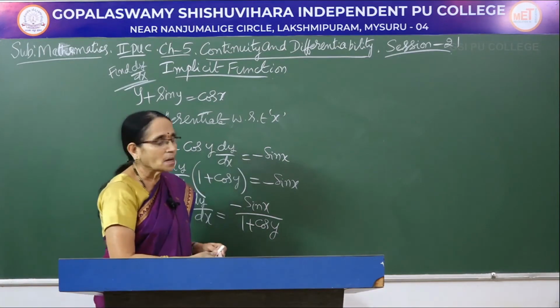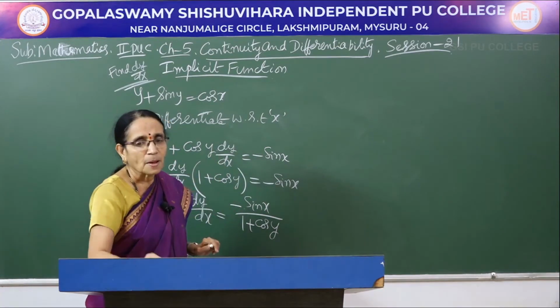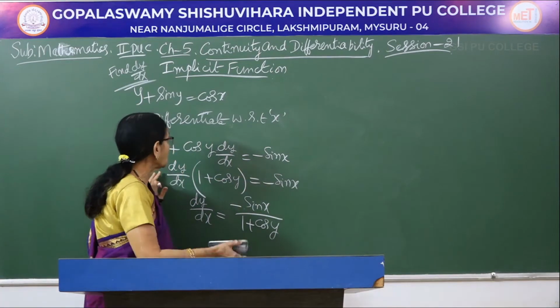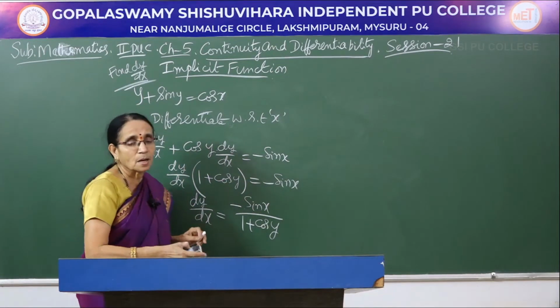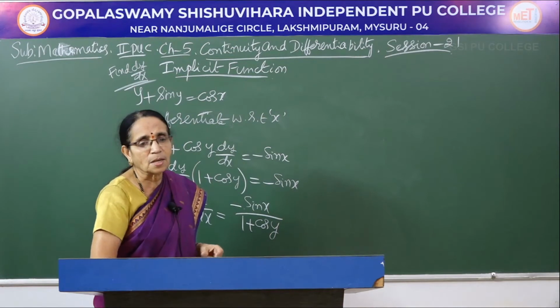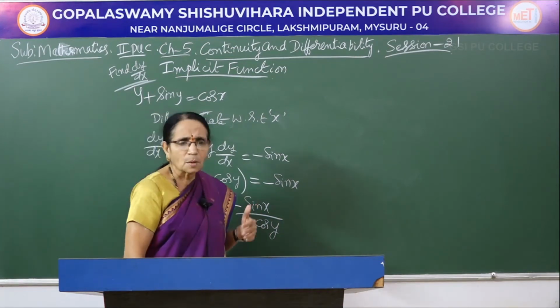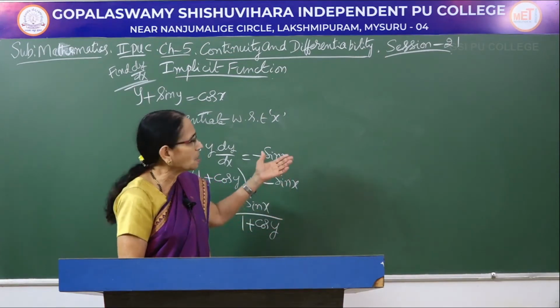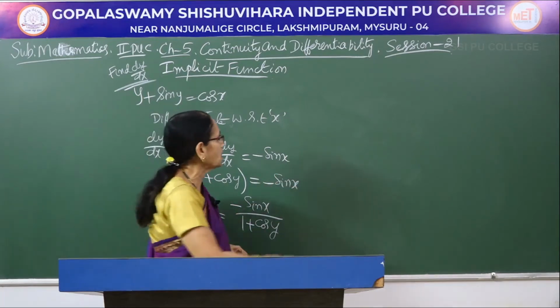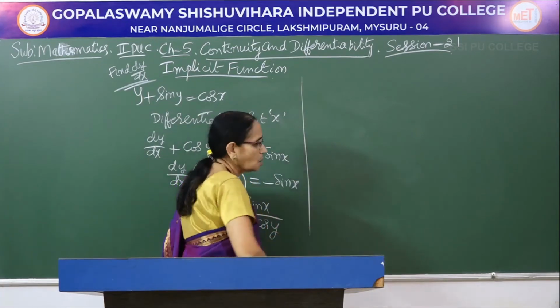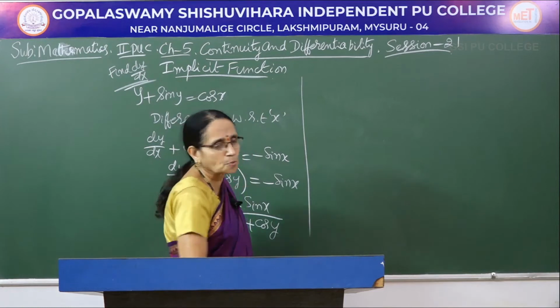Now, this is the derivative of the given function. So, this is how we have to write. See, in this problem we had two terms containing y. Otherwise, if there is only one term, then directly we get the value of dy by dx. Now, let me move on to the next problem.